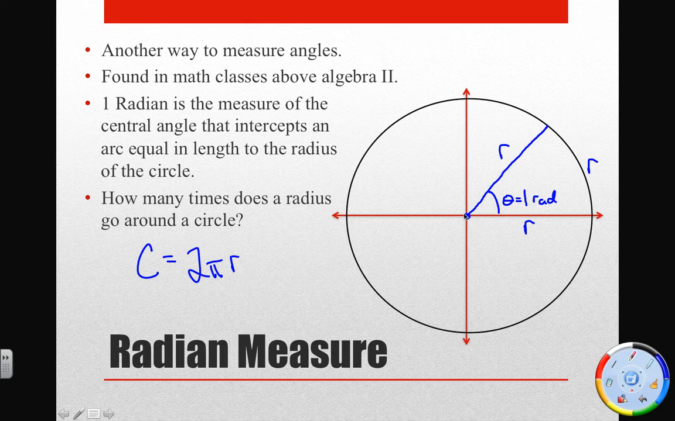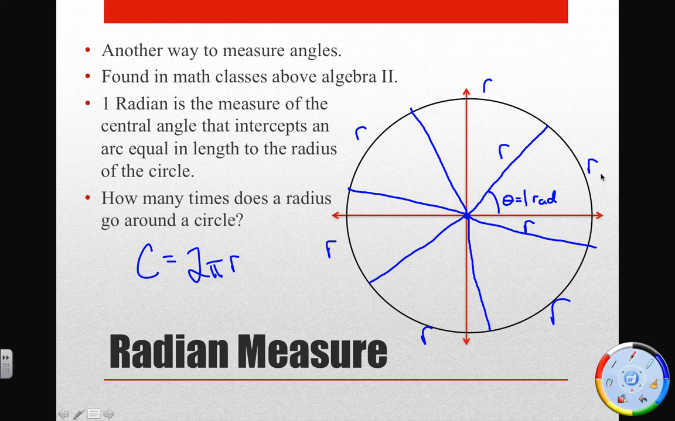So if we were to continue this, there's an r, there's an r. See if I can do this well enough here. It's kind of hard to cut this in half, or in these different sections here. I think this goes here. I could be wrong. And here. So you notice it goes around 6 and a little bit more. It goes around 2 pi times. Well, that's very, very helpful for us.